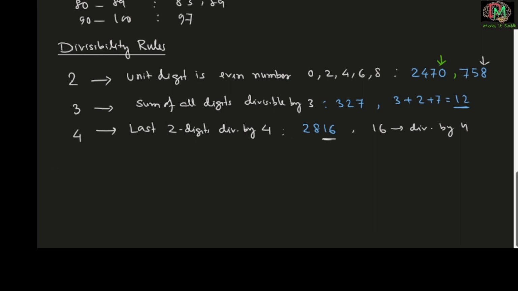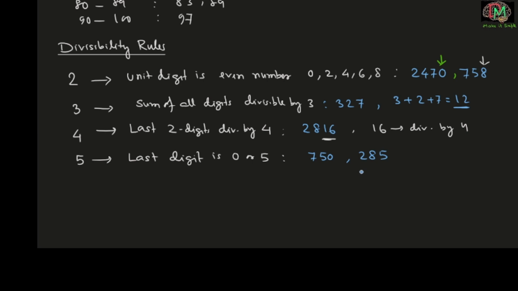Next we learn divisibility by 5. If the last digit, or the unit digit, is 0 or 5, then we can say the number is divisible by 5. Let's take one example, 750 and 285. Both these numbers are divisible by 5 because the unit digit is 0 or 5.